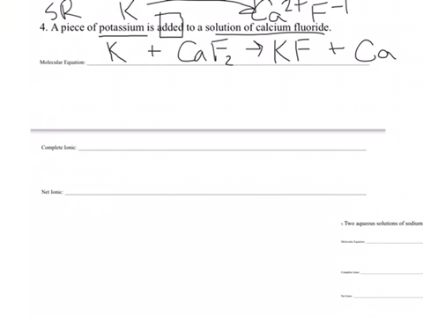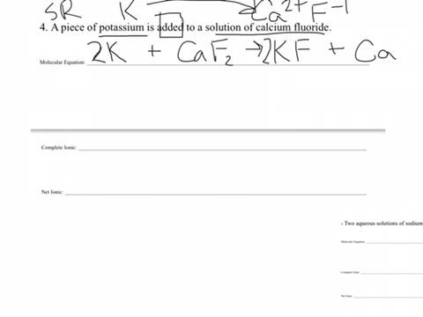I need to write the states of matter for each chemical and make sure that it is a balanced equation. So in order to balance it, I put a 2 here because there are 2 fluorines. So the 2 goes to the K and to the fluorine. And because I put that 2 here, I now also need a 2 in front of the K. Alright, so this is balanced.